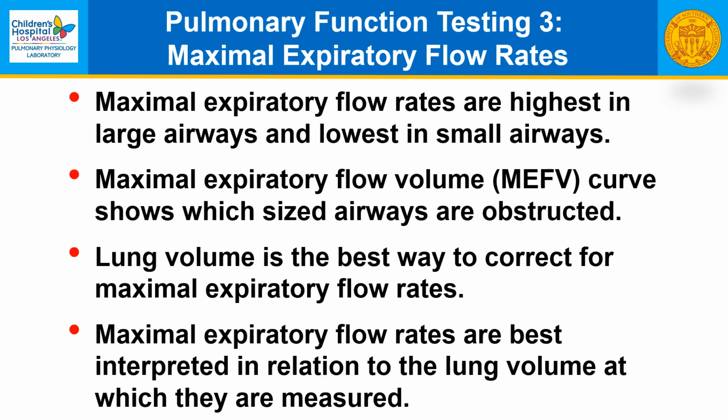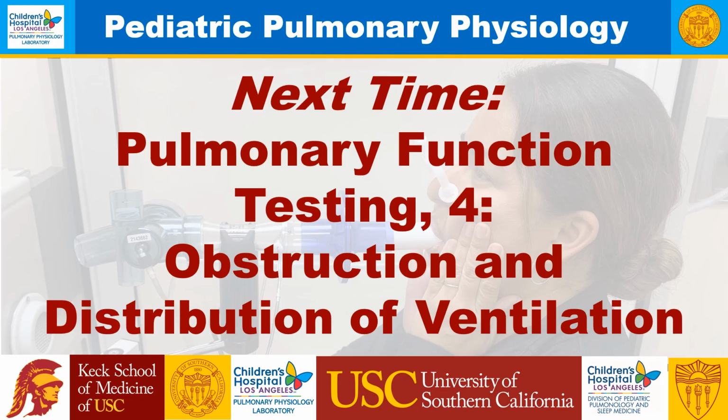Maximal expiratory flow rates are highest in large airways and lowest in small airways. The maximal expiratory flow volume curve shows which size airways are obstructed, large, middle, or small. Lung volume is the best way to correct for maximal expiratory flow rates, and maximal expiratory flow rates are best interpreted in relation to the lung volume at which they were measured.